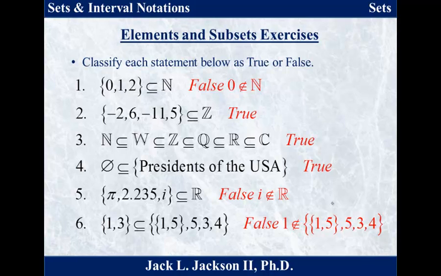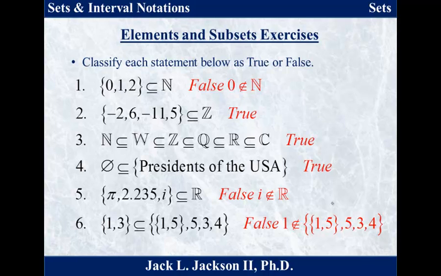Number 2, the set containing -2, 6, -11, 5 is a subset of the integers. True. Every element in the set on the left is also an element of the set on the right. So that is true. Notice it doesn't matter what order we list them in. This time I did not list them in increasing order. The next statement is true.